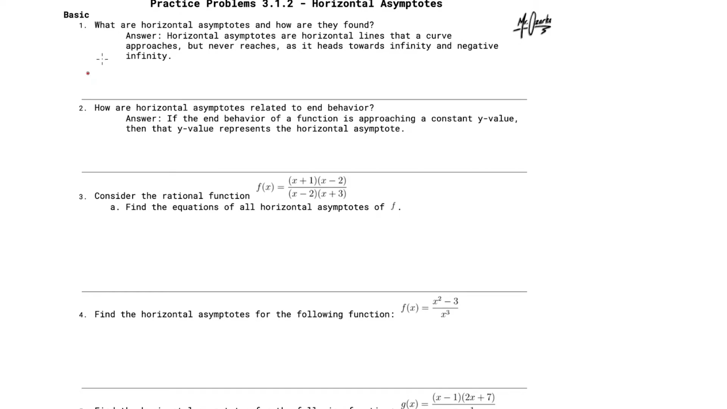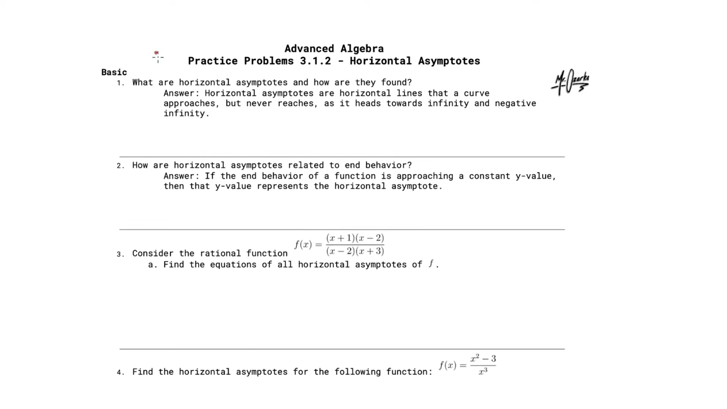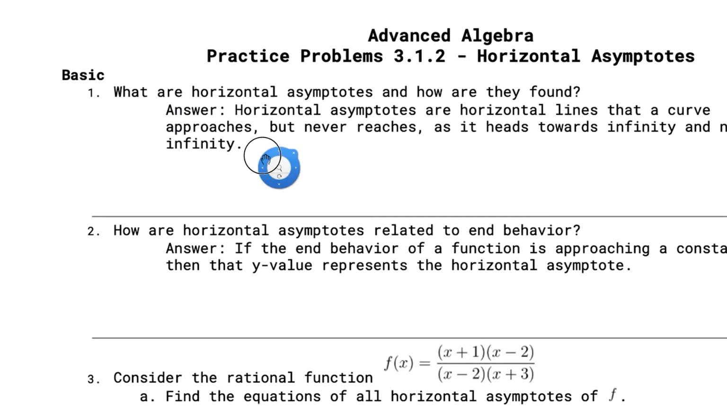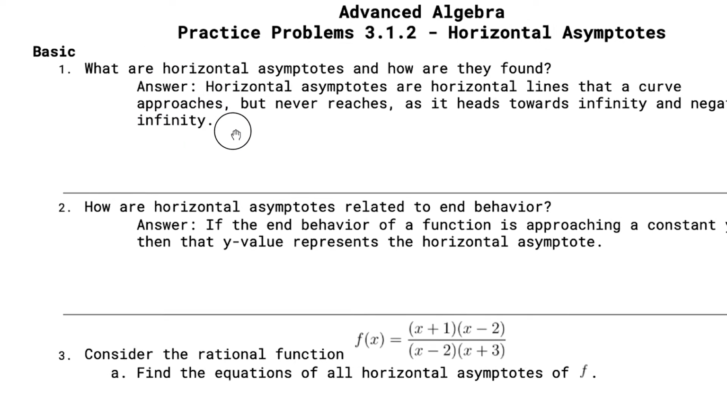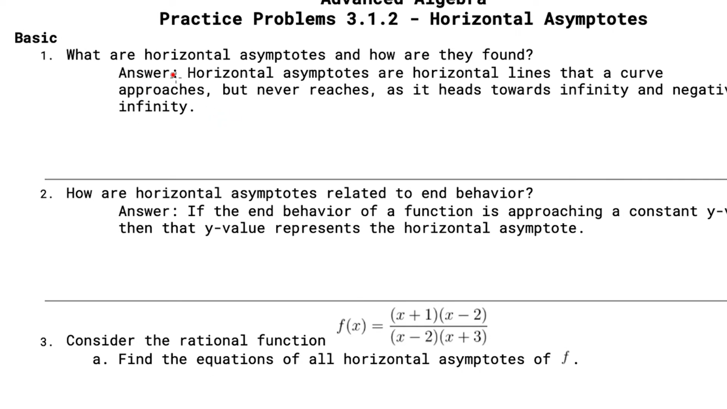All right, so this is going to be a video all about practice problems involving horizontal asymptotes. So let's get started on it. This first question says, what are horizontal asymptotes and how are they found? And then I wrote the answer in there already.